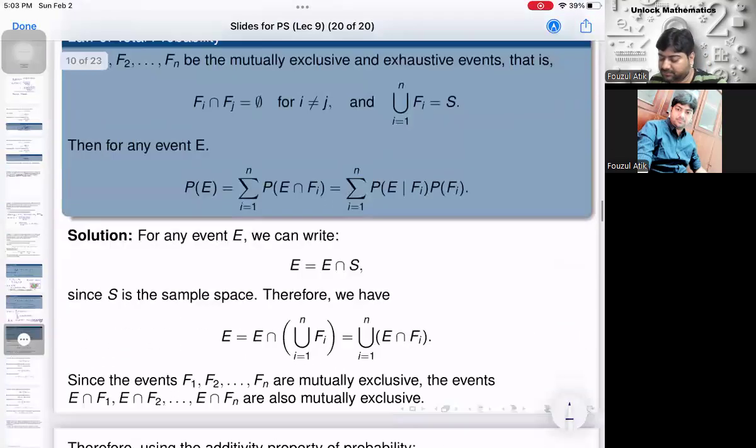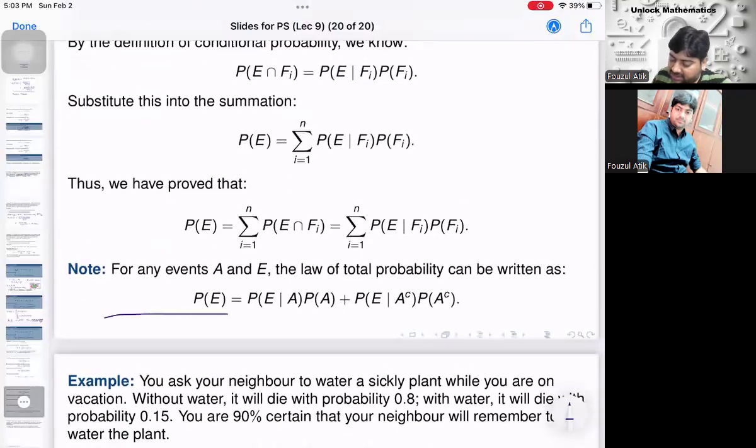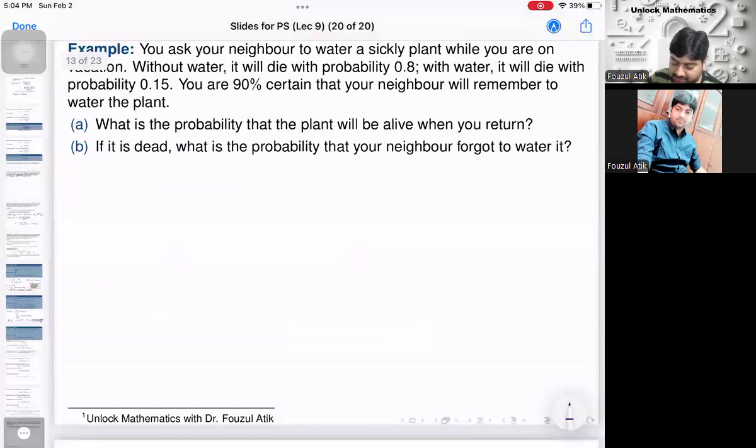Therefore, for any two events A and E, the law of total probability can be written as P of E equal to P of E given A into P of A plus P of E given A complement into P of A complement. Now why this method is very useful, I'll show you an example. Look at this one.